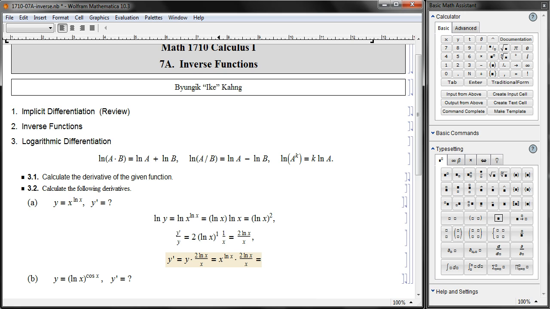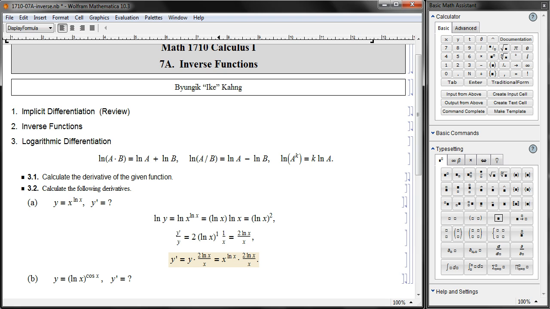Or if you want to simplify this just a little bit, 2 log of x and then x to the log of x minus 1. Yes, we can do it like that, because basically this is x to the negative first power. Never mind, the last line is too complicated.